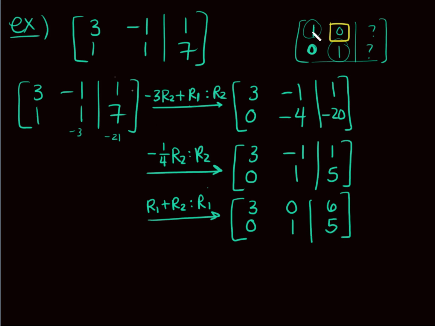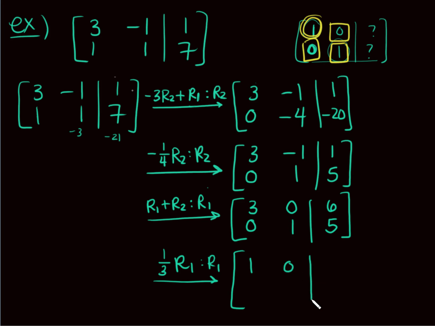Okay, and now look, I have everything I need. I have this guy, I have that guy. Now all I need is to make that a 1. If I make that a 1, I'm good to go. The way I can do that is I can take 1/3 of row 1 and put it back into row 1. Notice how I'm describing each step as I do it. 1/3 of 3 is 1, 0. 1/3 of 6 is 2. Then I have 0, 1, 5 down here.